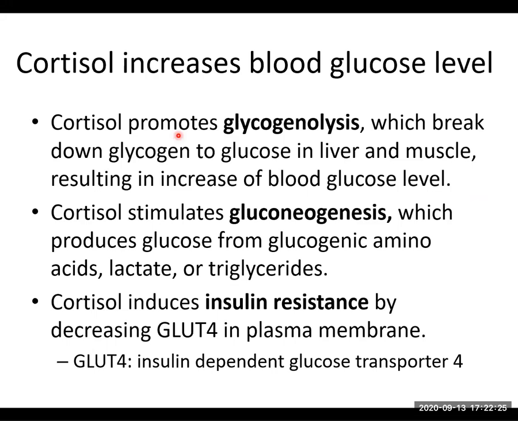So cortisol can increase the blood glucose level basically through two major mechanisms. One is glycogenolysis, to break down the glycogen to produce the glucose, and gluconeogenesis, to produce glucose from the amino acids. We have two groups of amino acids. There is one group that can produce glucose. It's called glucogenic amino acids. Also lactate and triglyceride to produce the glucose.